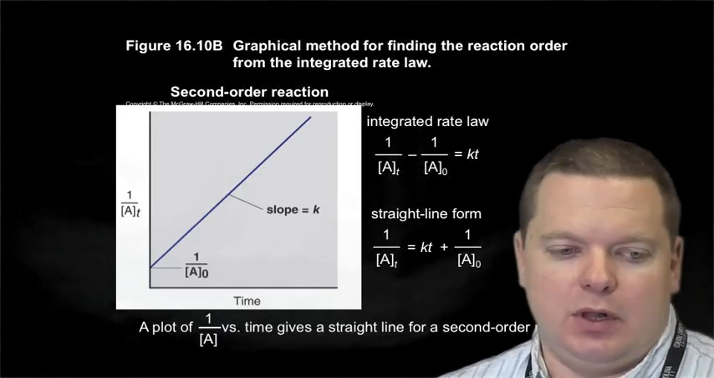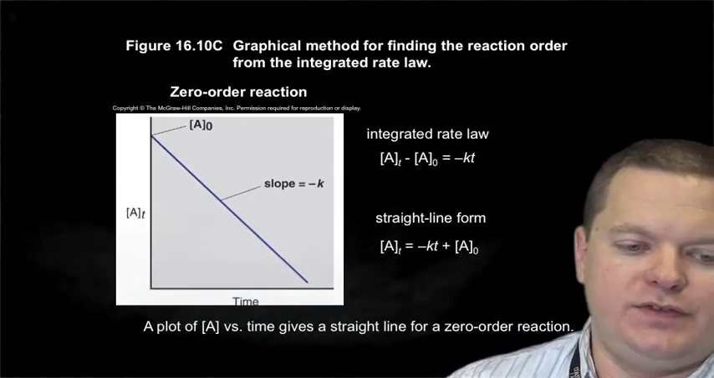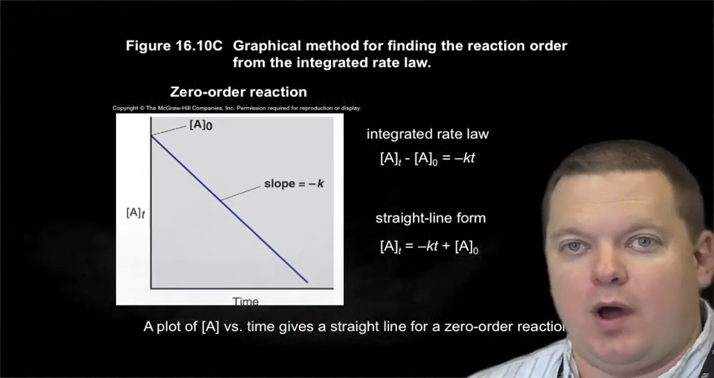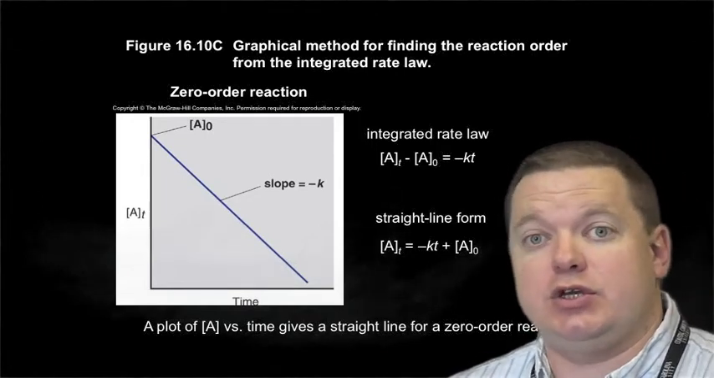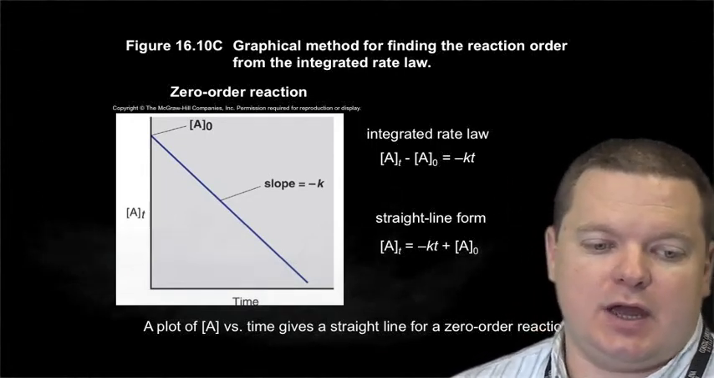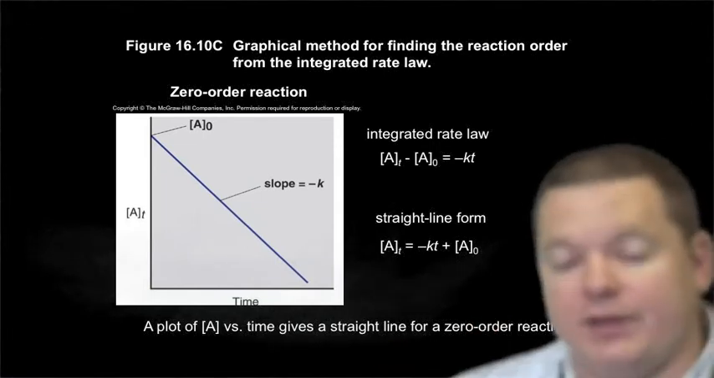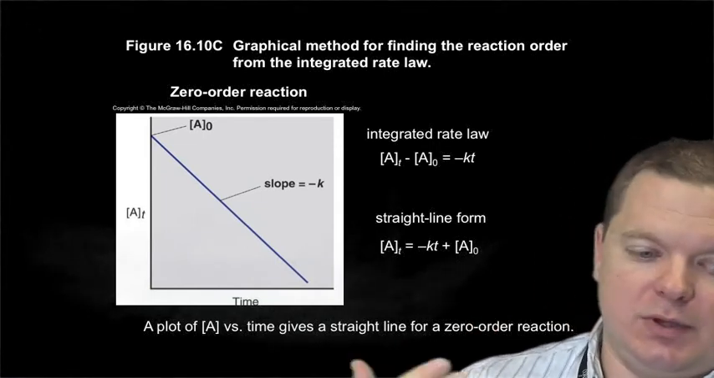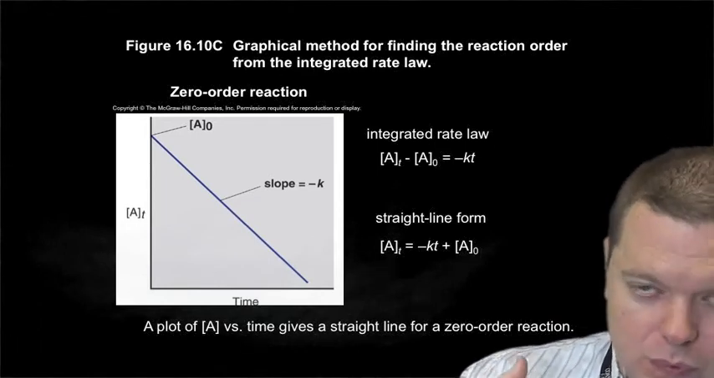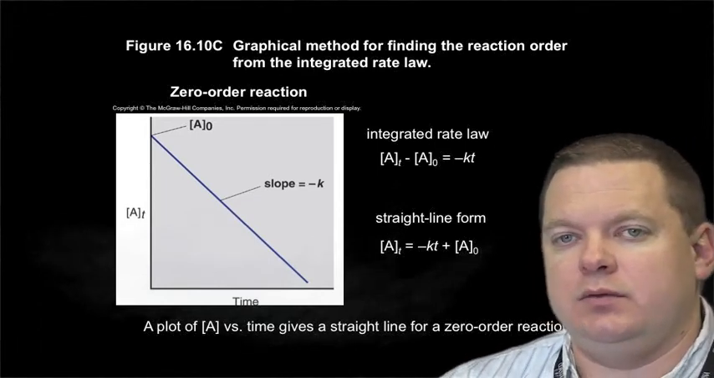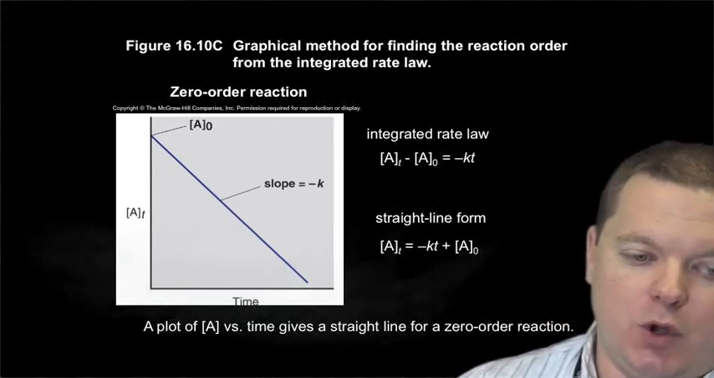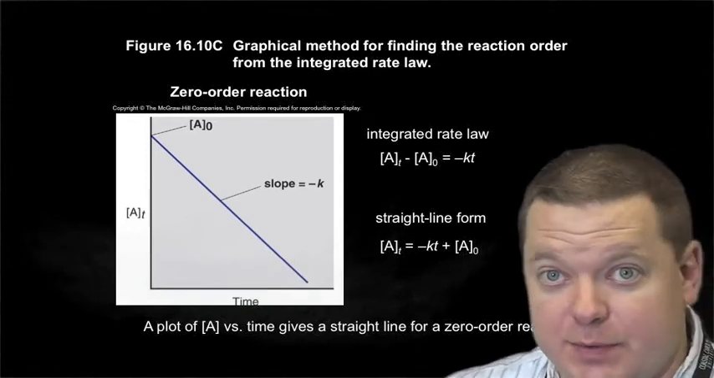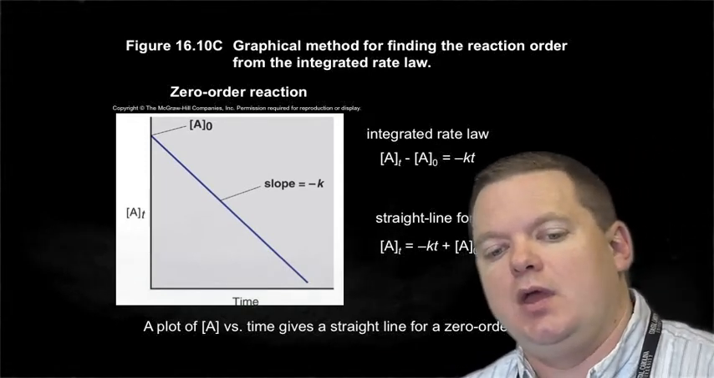We can do something similar for the zero order. Now we're graphing just the concentration versus time. If we get a straight line, again it's going to be a negative slope, which is going to be negative k. And our y-intercept again is the initial concentration.